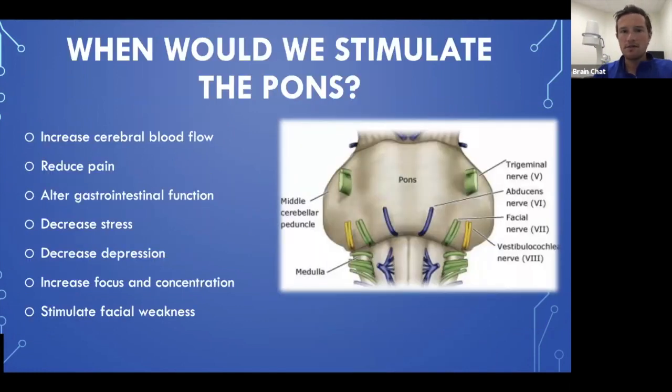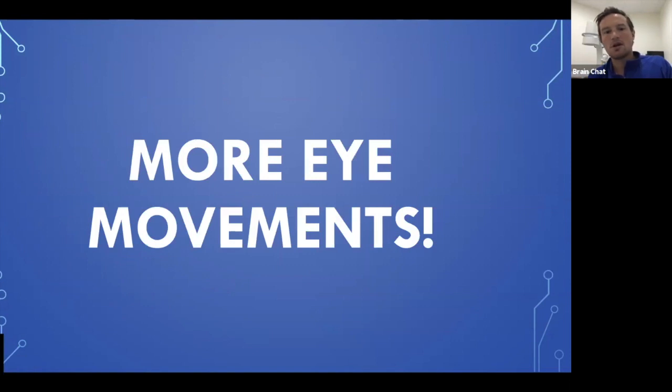Okay, so the pons. I call this the belly of the brainstem. So here's an example of when we would want to stimulate the pons. What the research shows is you can increase cerebral blood flow by doing stimulation to different areas of the pons, which is the middle part of the brainstem. You can reduce pain. You can alter gastrointestinal function. You can decrease stress, decrease depression, increase focus and concentration, and stimulate facial weakness. I know some of these are bold claims, but this is based on the research, which I don't have all the research articles in here, but they're in the full course.